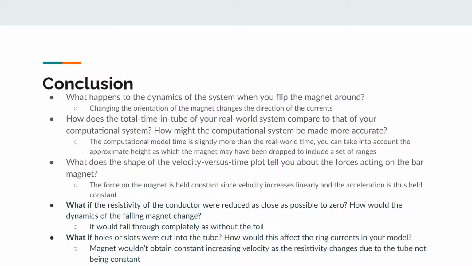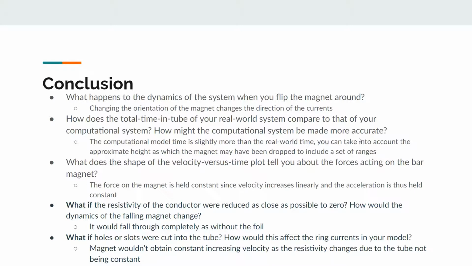So for the conclusion, what happens to the dynamics of the system when you flip the magnet around? Changing the orientation of the magnet will change the direction of the currents, since we take into account the south pole falling through the aluminum foil, as opposed to the north pole. And how does the total time of the real-world system compare to the computational system, and how could this be more accurate?